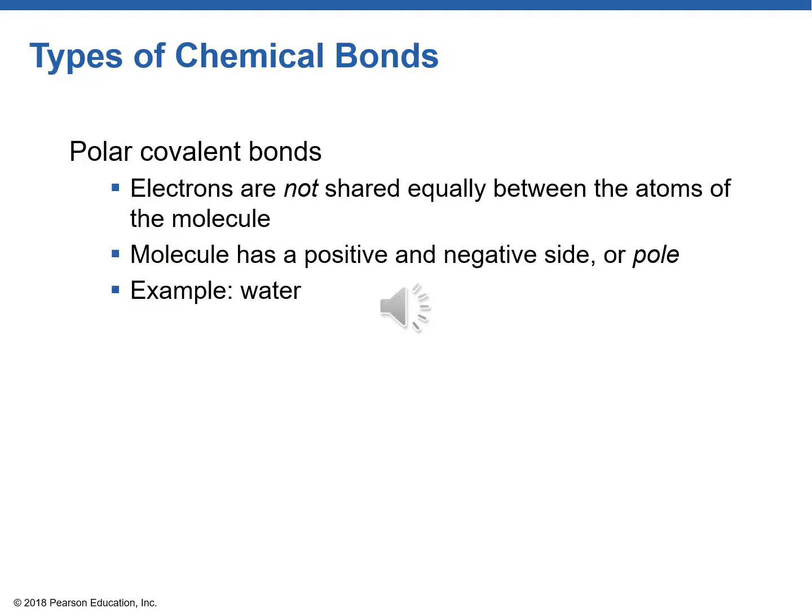In a polar covalent bond, the electrons are not shared equally between the atoms. They're shifted off in one direction a little bit. Because the electron has a negative charge, it makes the molecule have a positive side and a negative side. A really good example of this is water. We're going to look at that next.